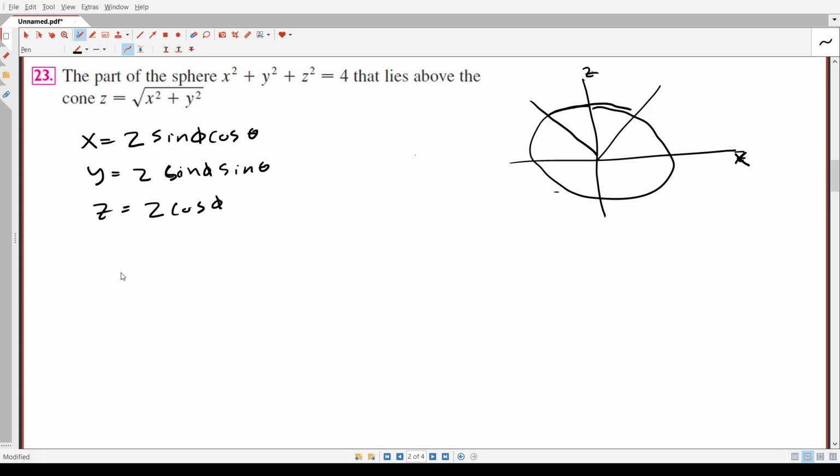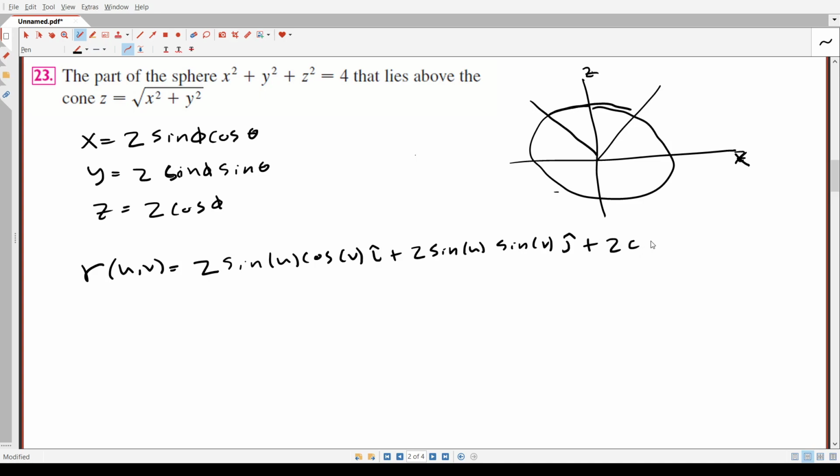Okay, but now I can actually rewrite this. I can say r of u and v equals, so I'm going to replace the phi with a u and the theta with a v, just so we're consistent with our notation. So 2 sine of u cosine of v i plus the y coordinate, which is 2 sine of u sine of v j plus 2 cosine u k. Alright, so this is my vector function. Now I'm almost done. I need to figure out what is the region of u and v that we're parameterizing over.